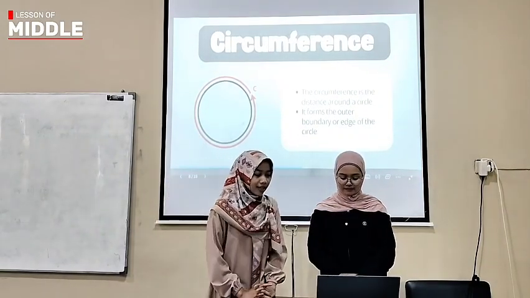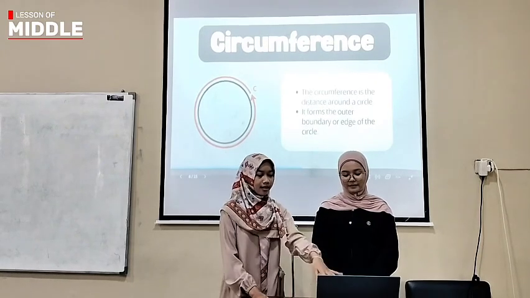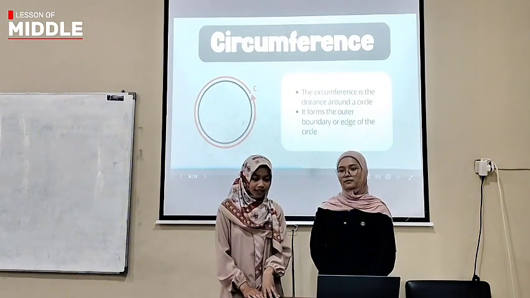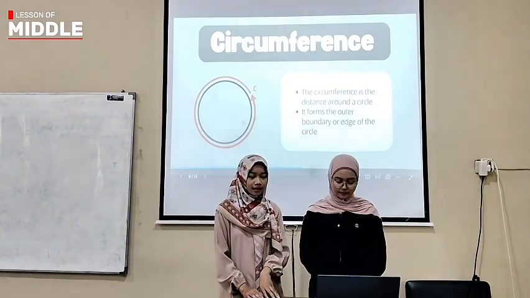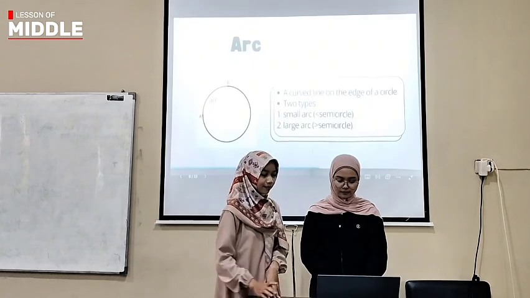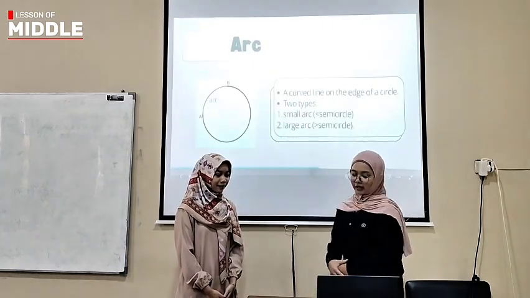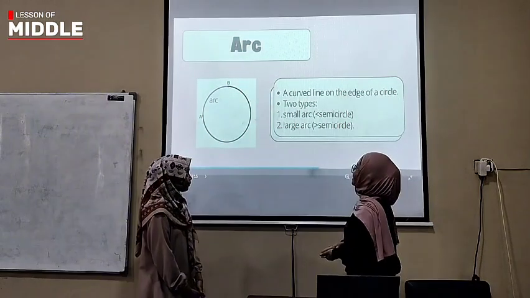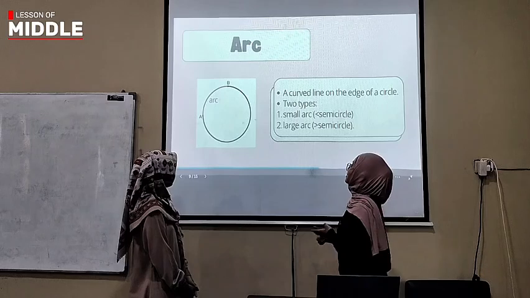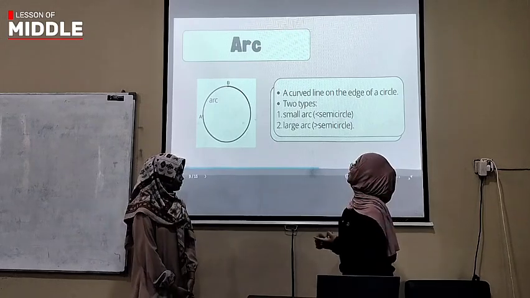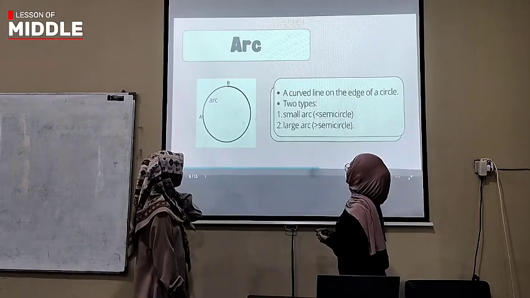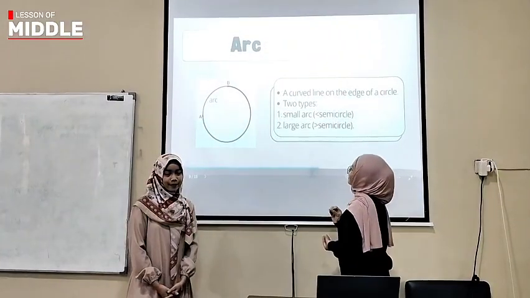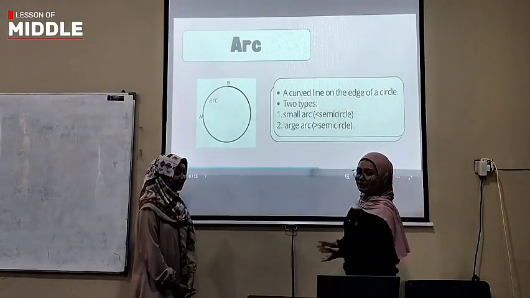And the next slide, the circumference. The outside boundary is called the circumference. The circumference is the distance around the circle. And next, a part of a circumference is called an arc. Each arc has two types, small arc and large arc. A small arc is an arc less than a semicircle, while a large arc is more than a semicircle.